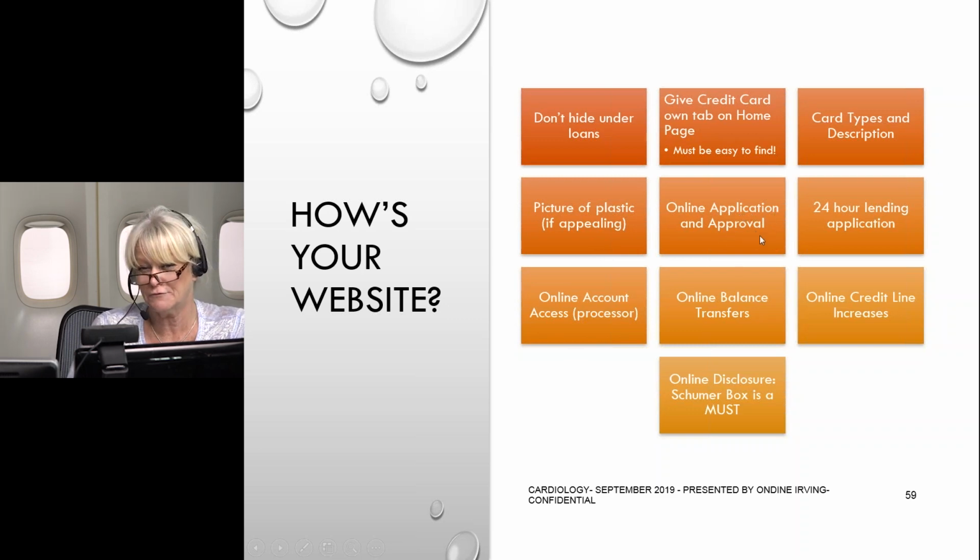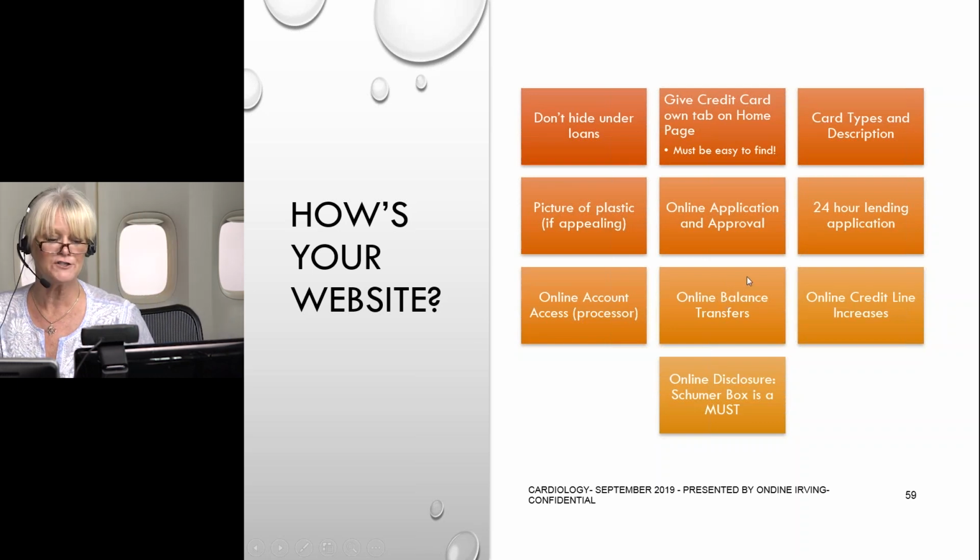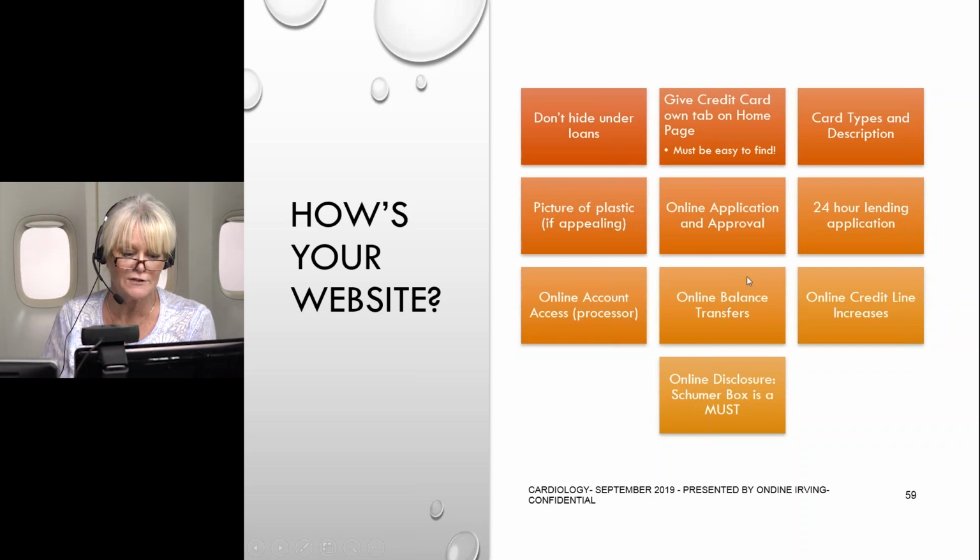And for those of you that received a book, you go to that website section and you will see there are credit unions that are still saying, fill out this form and we will mail you an application. No joke. 24-hour lending app, online account access, online balance transfers, online line increases, and the Schumer box. Let me tell you about the Schumer box.